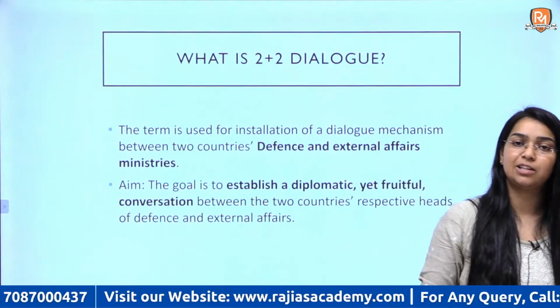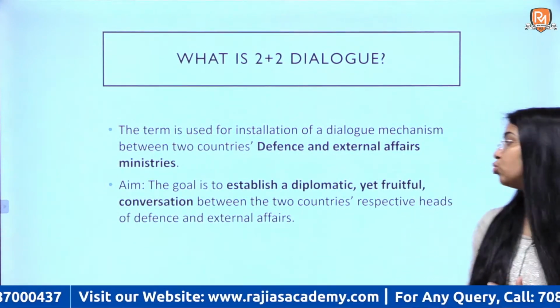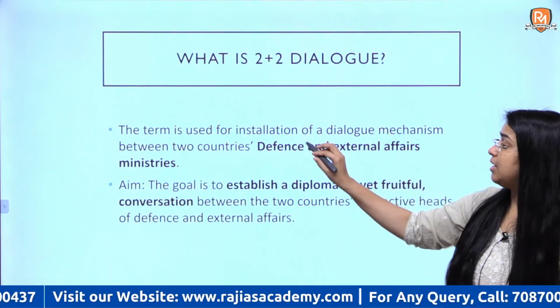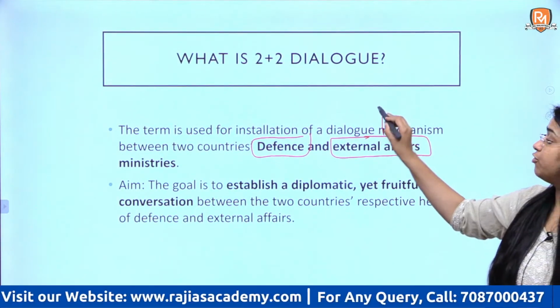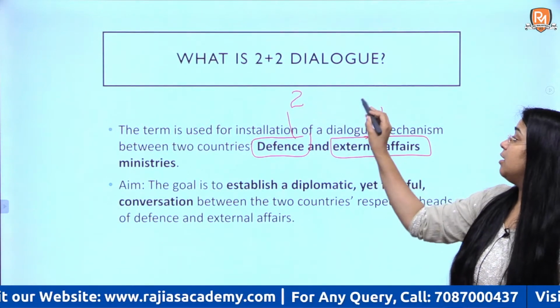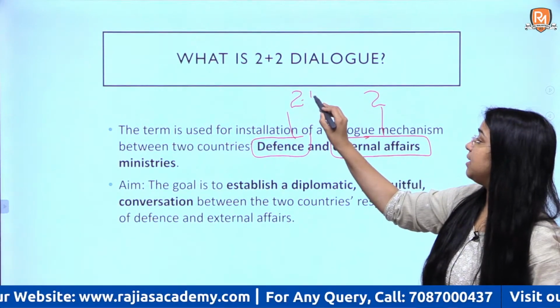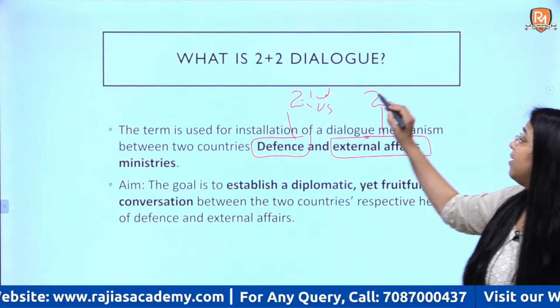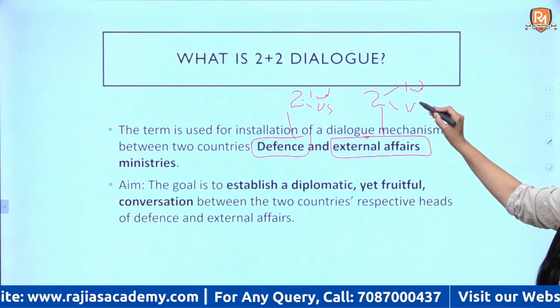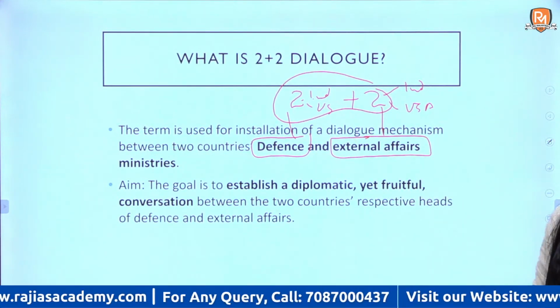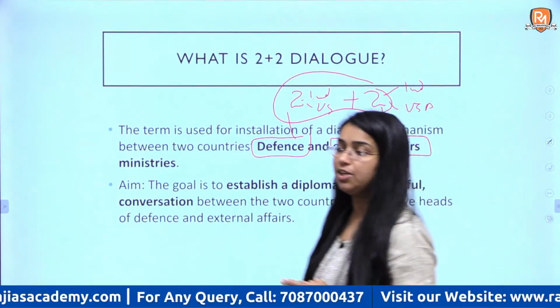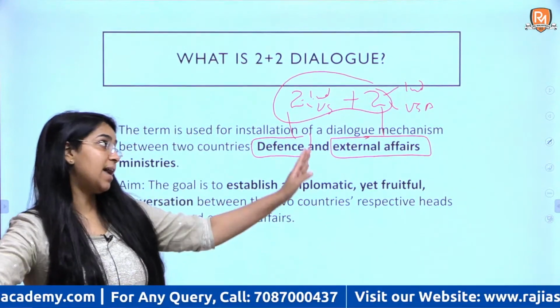सबसे पहले तो यही देख लेते हैं what is 2+2. So 2+2 is basically when the defense and external affairs ministers of the two countries meet. You can say in this case India and USA. So this 2+2 meeting, one of the highest levels of political interaction between the two countries, is happening.